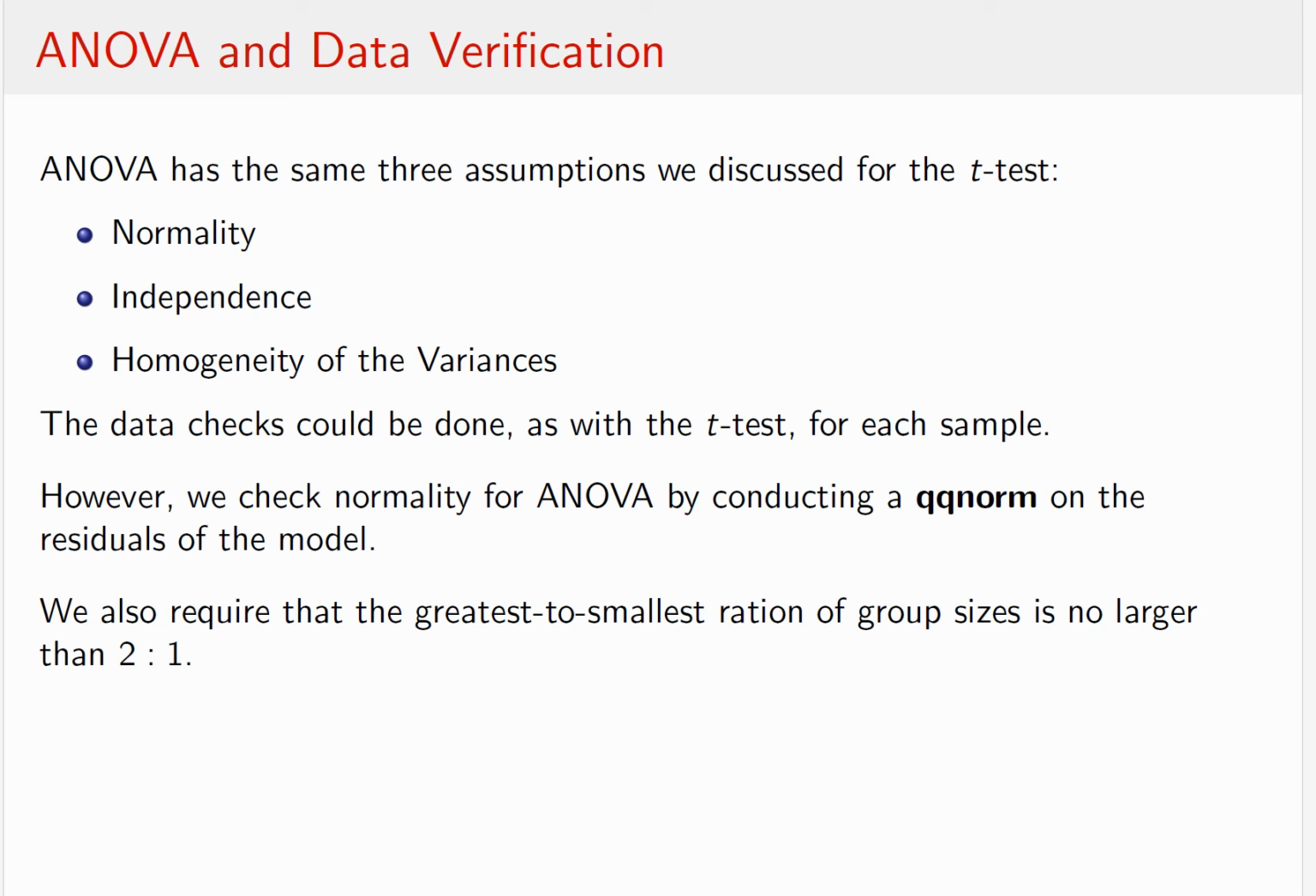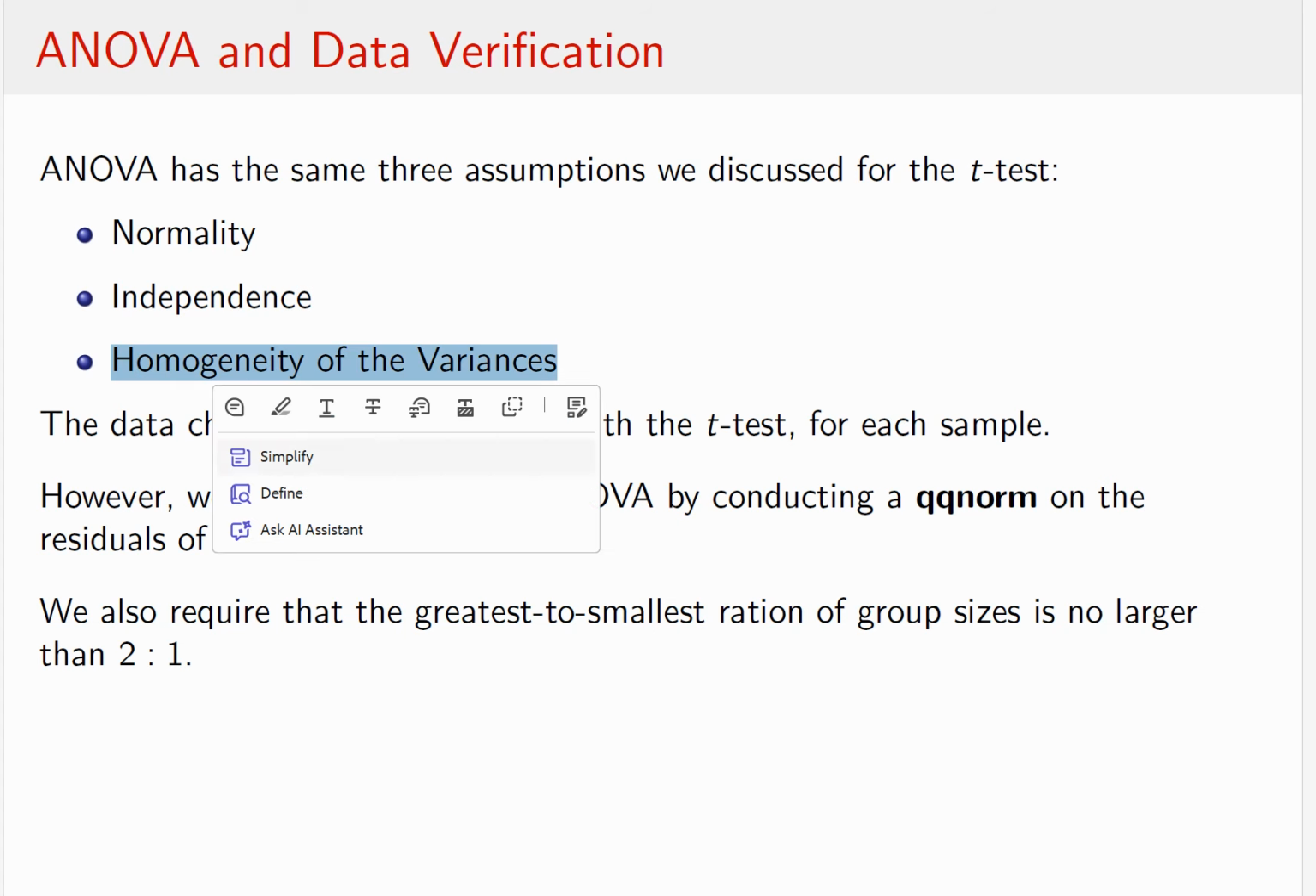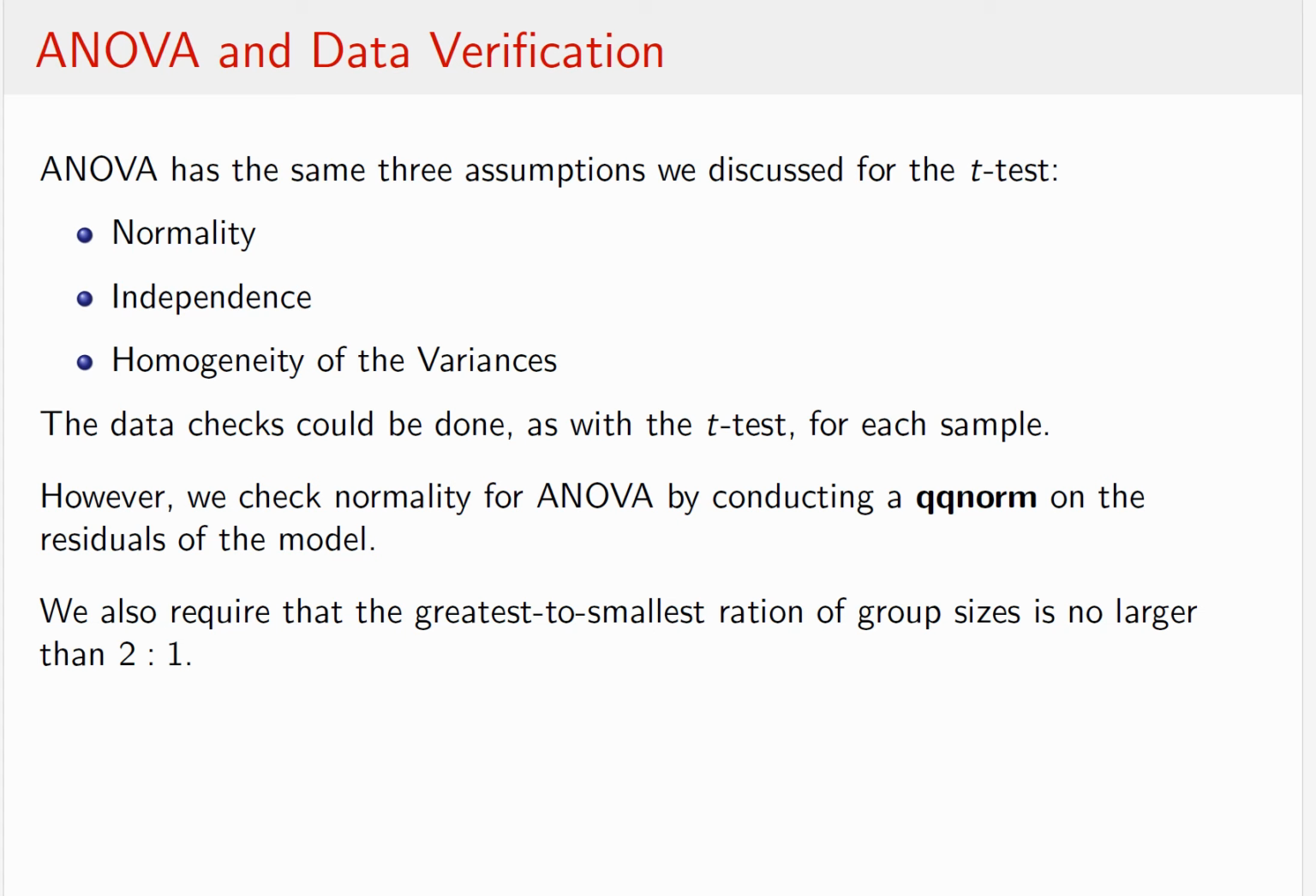Okay, so the normality checks that we're going to do, we're going to update slightly differently. We're going to do QQ norm on the residuals of the model. We did this for linear regression, so we're familiar with how that works. And with the homogeneity of the variances, the standard deviations being equal, what are we going to do? We're going to require this, right? That the ratio of the greatest to smallest sample sizes, the ratio of group sizes, is no larger than 2 to 1.